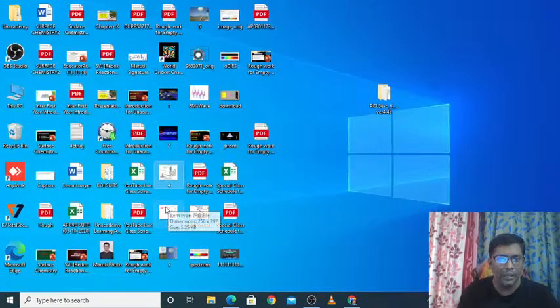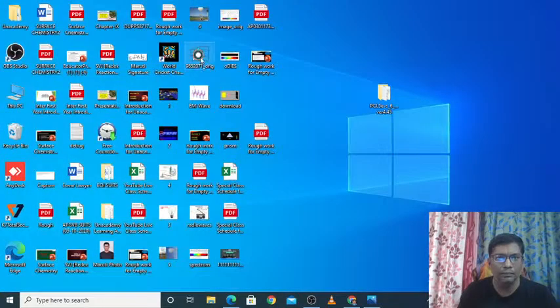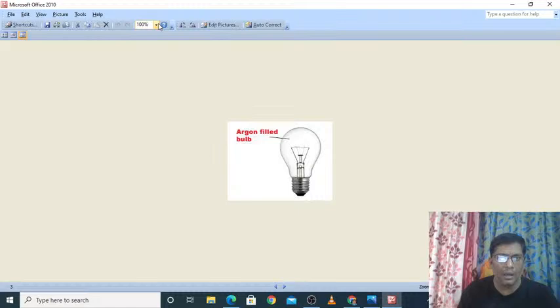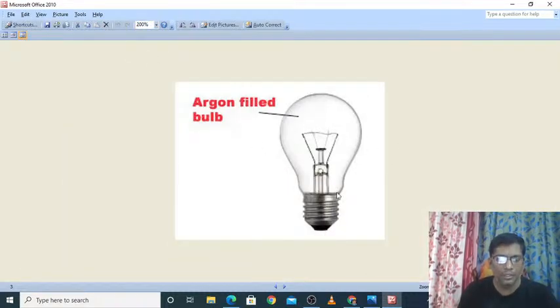That's all. And one more important use I want to show here is this: an argon filled bulb. It is an argon filled bulb. So in this bulb also we are filling argon.